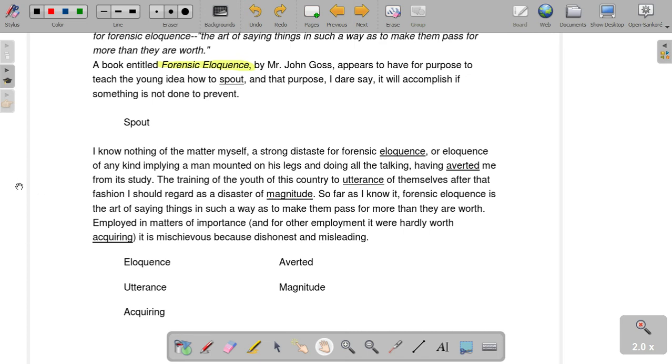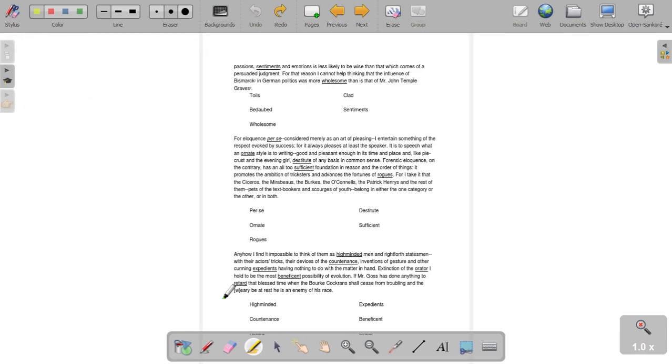We did do this one. Oh, okay. So do you remember what this book was about, Forensic Eloquence? Kind of in your own words. Teaching people to talk about nothing. Yeah, exactly. So he defines it here. He says forensic eloquence is the art of saying things in such a way as to make them pass for more than they are worth. In other words, it's a lot of hot air, but no real substance, basically. Yeah, very good.